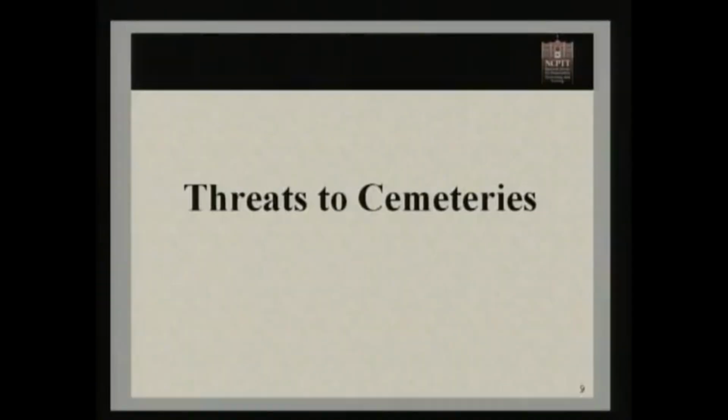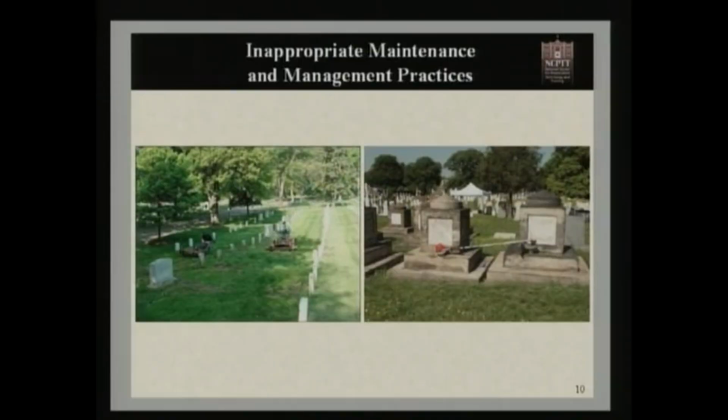Let's move on with our course now, and we'll begin by talking about different threats to cemeteries. You can follow along with us on page 9 of your participant's guide. There are many types of threats that cemeteries face. They include a variety of different man-made and environmental factors that can cause deterioration to our grave markers. The first that we want to talk about is inappropriate maintenance and management practices. The way in which a cemetery is managed and the way in which people interact with that cemetery will affect the longevity of the grave markers.